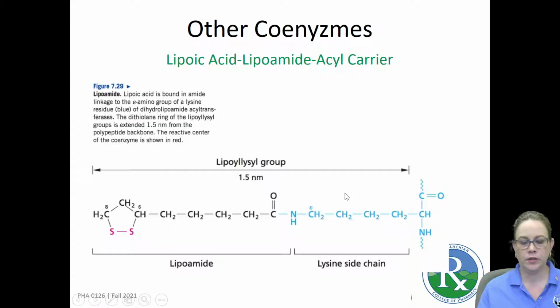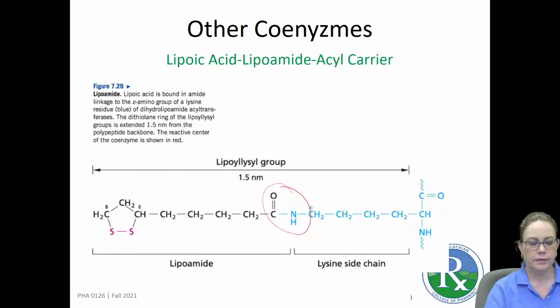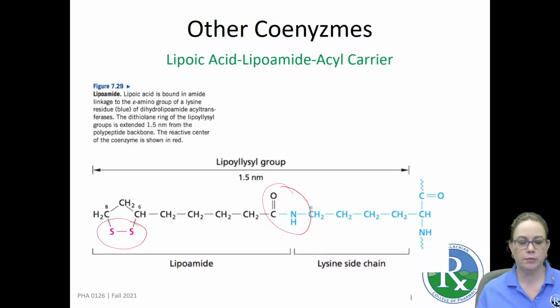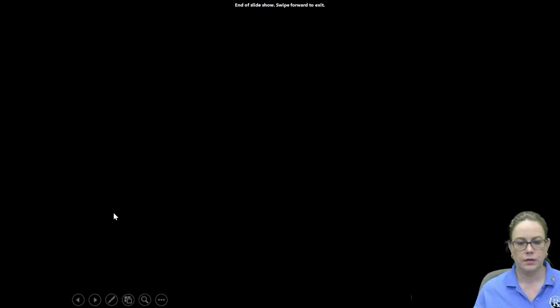In our last coenzyme, similarly to the biotin, it is bound through an amide bond to our lysine side chain. This is lipoamide. It does contain this unusual 5-membered ring containing a sulfur-sulfur bond, which is important for the chemistry. So that would be really your distinguishing feature for this coenzyme. All right, so that wraps up that topic.